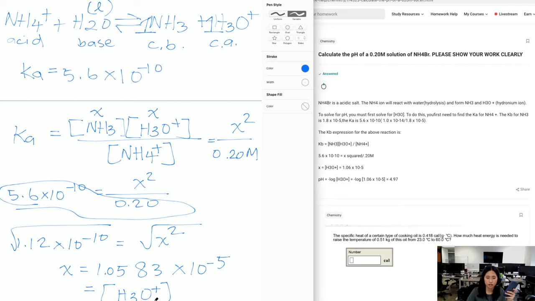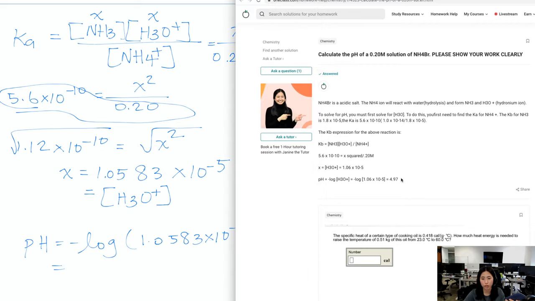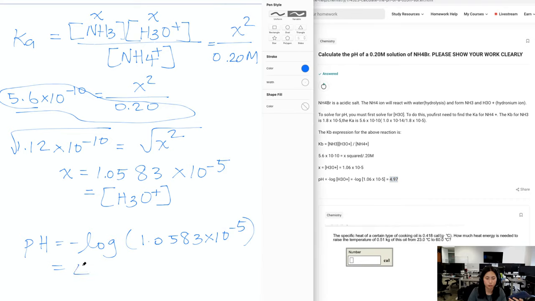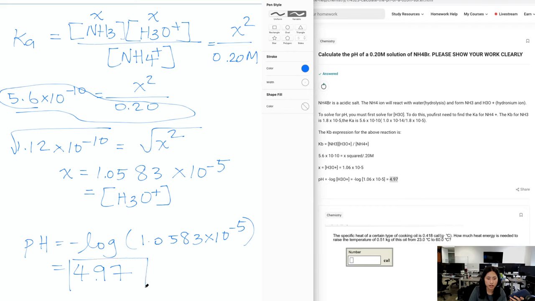Once we have that, all we have to do is find the pH, which is equal to the negative log of 1.0583 times 10 to the negative 5. When we take the negative log of that, it should give you 4.97, which I've highlighted right here, and that's right. Taking into account the number of significant figures, which is 2, the pH is 4.97.